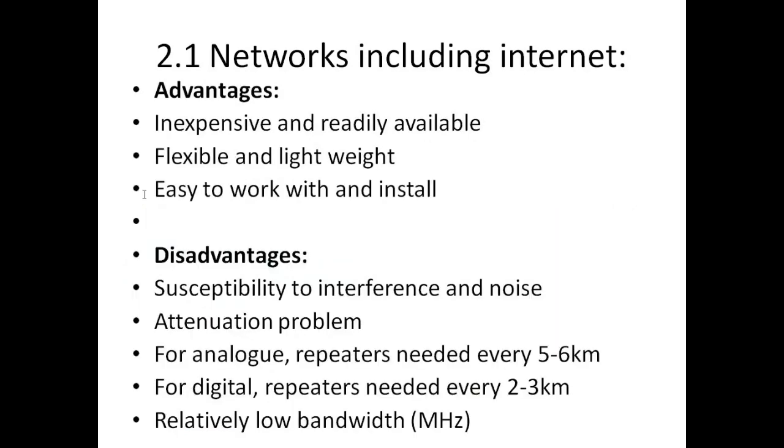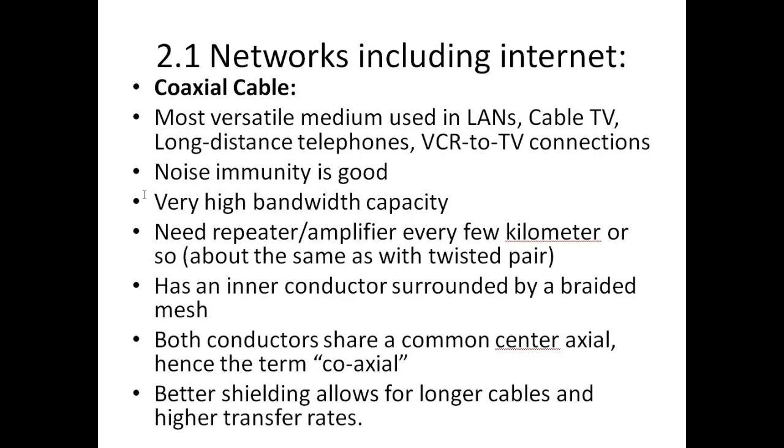Advantages overall: twisted pair is inexpensive and readily available. It is flexible and lightweight, and it is easy to work with and install. Disadvantages: susceptibility to interference and noise, even if you are using shielded twisted pair. There is an attenuation problem. For analog, repeaters are needed every 5 to 6 kilometers. For digital, you need repeaters every 2 to 3 kilometers. And it has relatively lower bandwidth than other forms of transmission media.